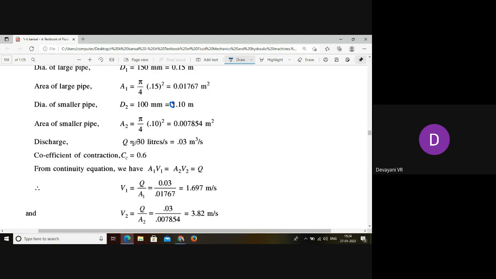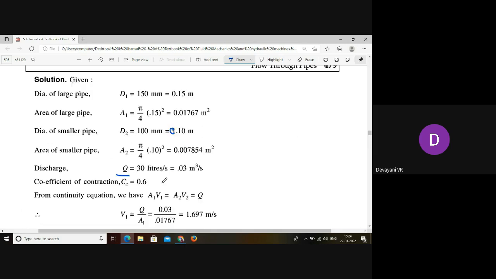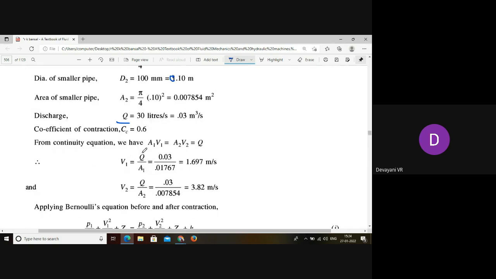So now we have the value for discharge already. Since the discharge is given, we can directly calculate the velocities by using the continuity equation, isn't it? If the discharge is not given, we should definitely go for Bernoulli's equation to calculate the velocities. Here the discharge is given, so use the continuity equation. From the continuity equation, A1 V1 equals A2 V2, which equals Q. From there, V1 will be Q by A1 and V2 will be Q by A2.